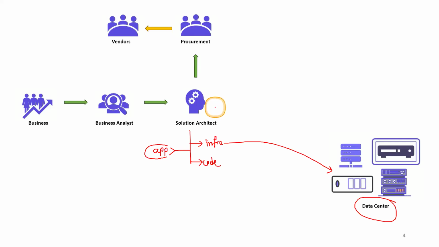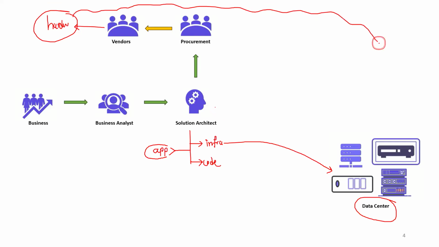Now the procurement team connects to the vendors team. Now the vendors team will purchase the entire hardware, and they're going to deliver it to the data center. So this is what happens, guys. Whenever there is a request from the solution architect, the procurement team connects with the vendors team, the vendors team purchases the entire hardware, and they're going to be delivering it to the data center.